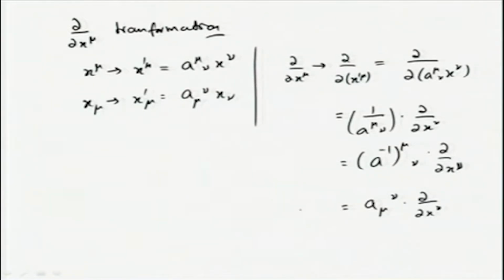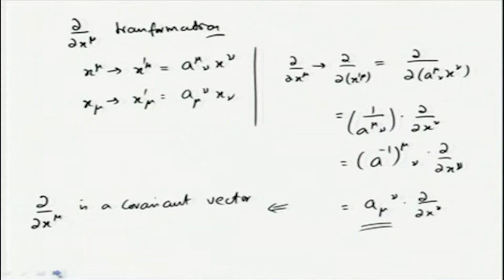This is basically the way a covariant vector transforms from our previous lecture. The previous lecture says that this is the way a covariant vector transforms. So, this says that ∂/∂x^μ is a covariant vector. It transforms like a covariant vector, so we consider it as a covariant vector.